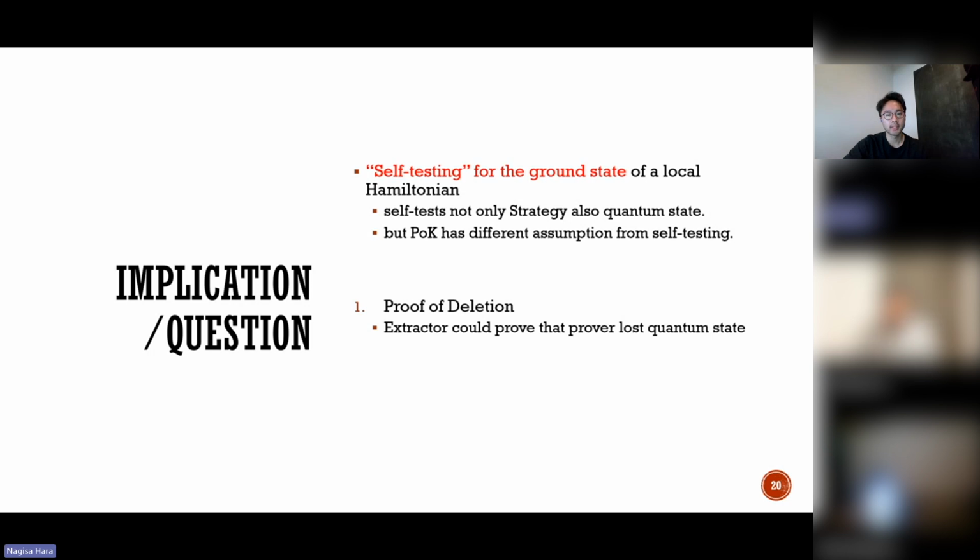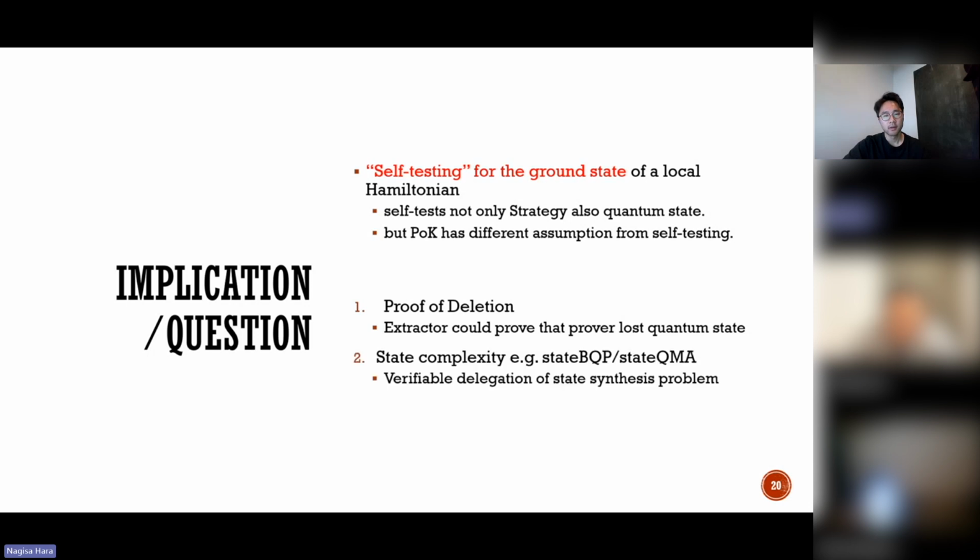The open problem is perfect deletion. Perfect deletion is that you want to verify the prover actually lost the quantum state. By running the extractor protocol, the extractor pulls out the quantum state from the prover. So this technique might be useful to consider the perfect deletion scheme, or it can be used in a state complexity problem.